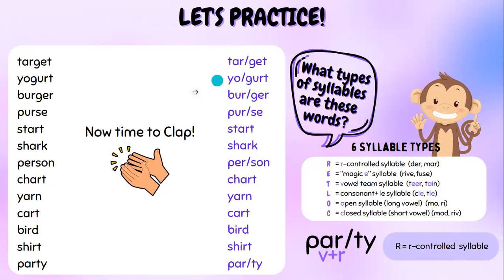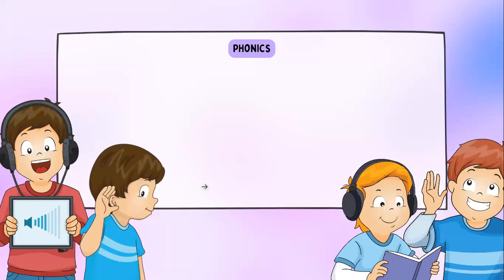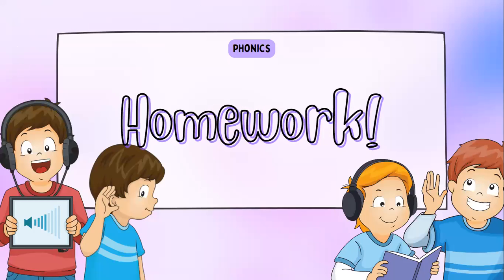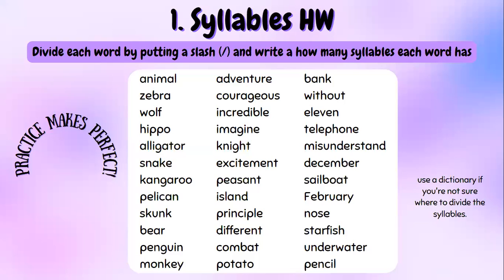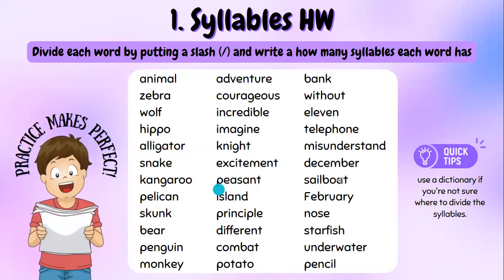Okay, here's some more practice. You can practice this too. Okay, now I'm going to go over the homework. And after watching this section, I want you to pause and finish the homework, and then you can check your answers. For the first exercise, you have to divide each word by putting a slash and write how many syllables each word has.